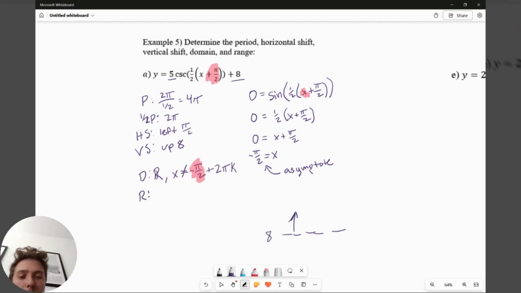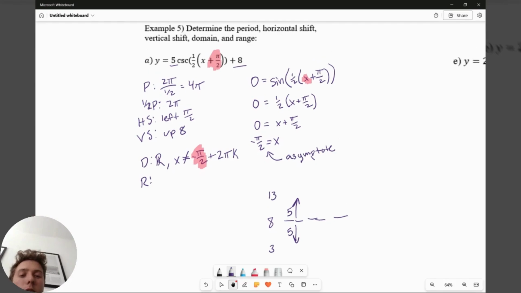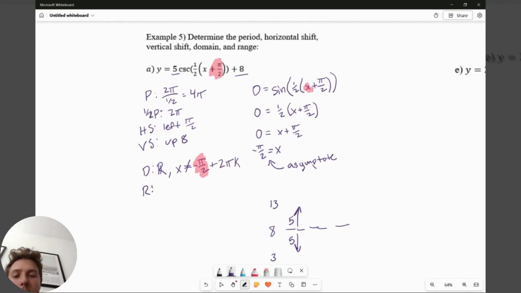We have an amplitude of 5. So I know that the minimum is a value of 3. I know that the maximum is a value of 13. So let's develop the range.